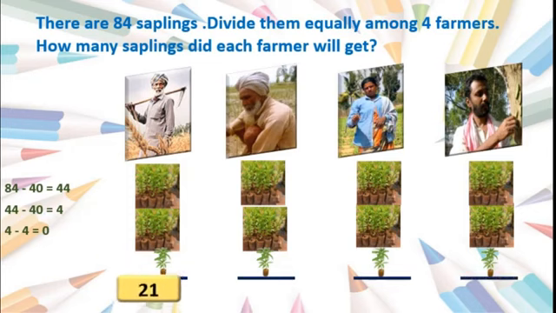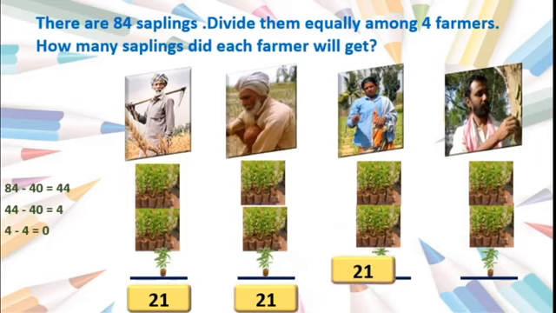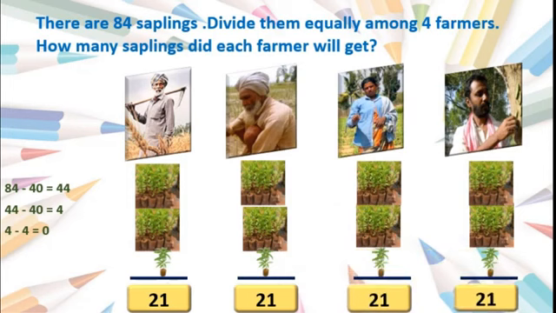Now then they counted their saplings. First farmer got 21 saplings, means 10 plus 10 plus 1. 21, isn't it? Second also got 21. Third farmer also got 21 saplings. And fourth also got 21 saplings. But the fourth farmer said it is too time consuming. So we will go for another method. Then rest all said, okay, tell us your method.